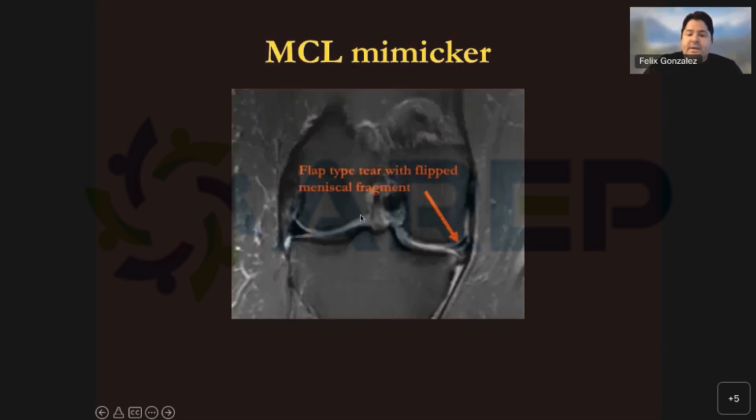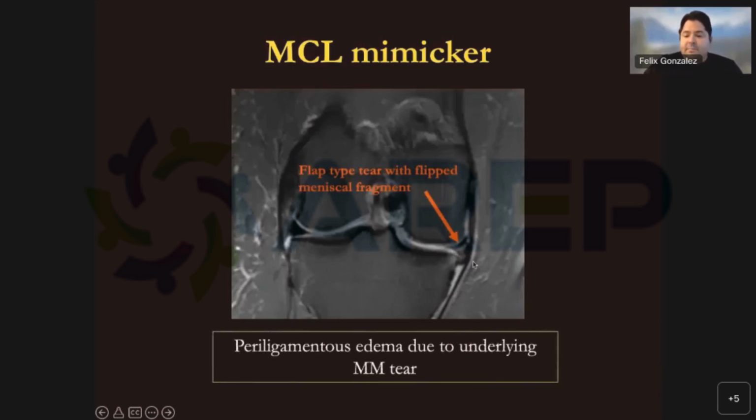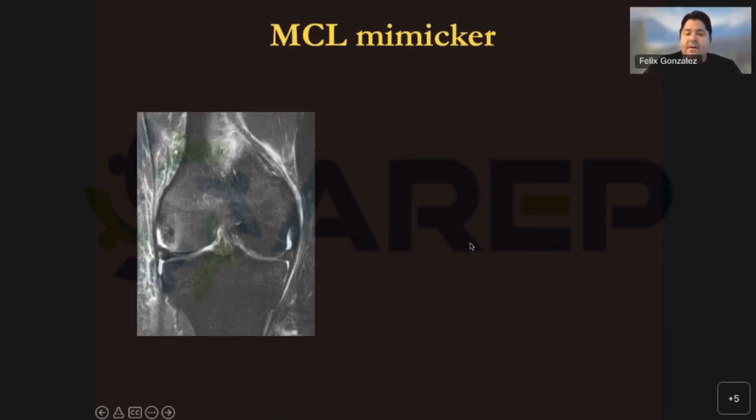This is another MCL mimicker. So you have a flap tear, a surface oblique tear here, with a flipped meniscal fragment right there into the meniscotibial recess. The pressure and the abnormal biomechanics will give you that periligamentous edema that can mimic an injury.